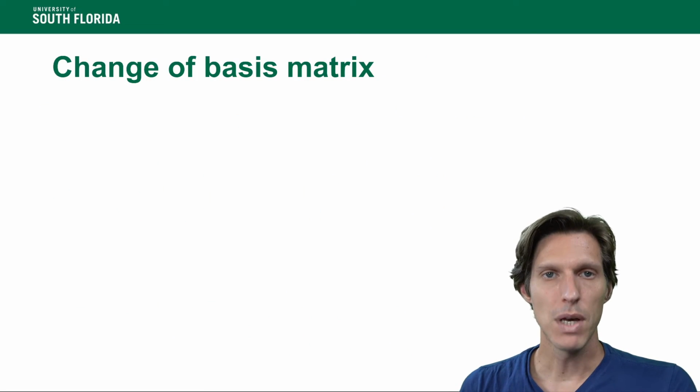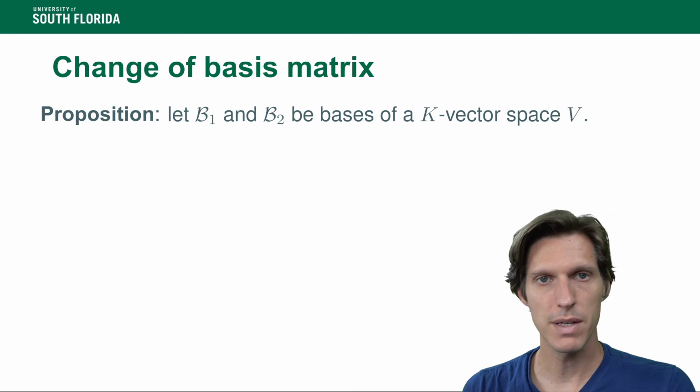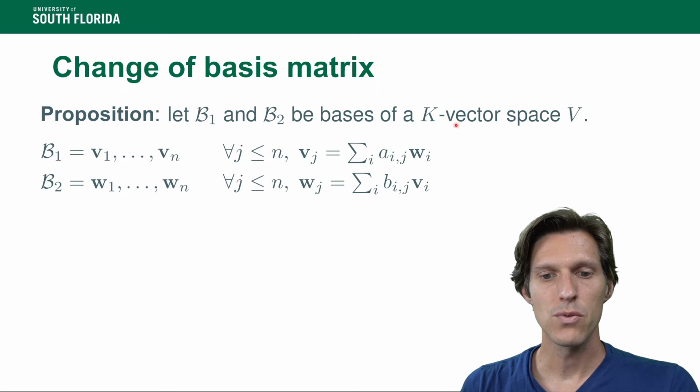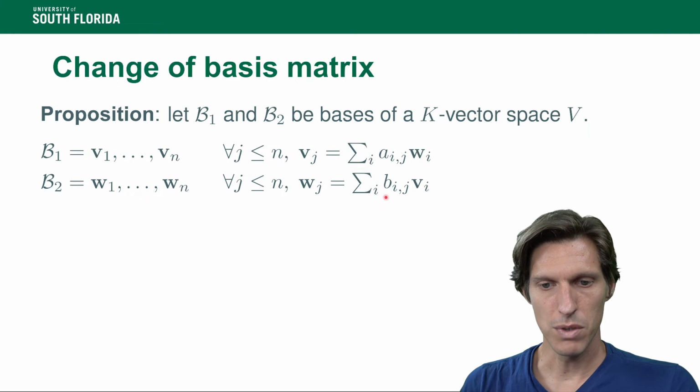Now, matrices are used for many things. We're going to mention two important applications. One is how to change the basis of a vector space. So a vector space can have more than one basis. And so let's call B1 V1 to Vn and B2 W1 to Wn. Now, we can always rewrite the elements Vj as a linear combination of the Wi's, and also each Wj, of course, can be rewritten as a combination of the Vi's.